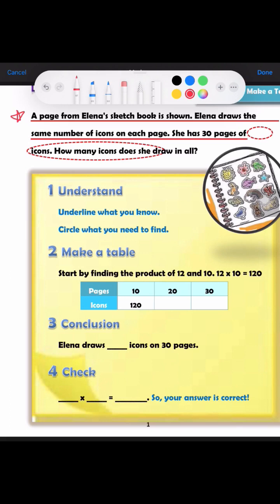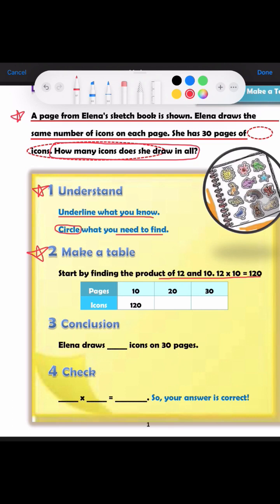To solve this problem, step 1, we need to understand the question. We need to underline what we know and then circle what we need to find. We have already underlined the information that we know and circled what we need to find. Step 2, we need to make a table.